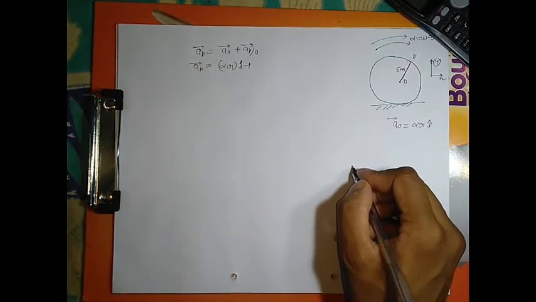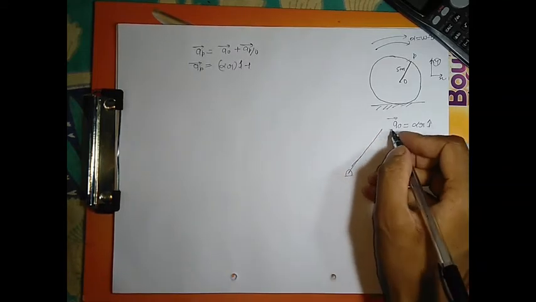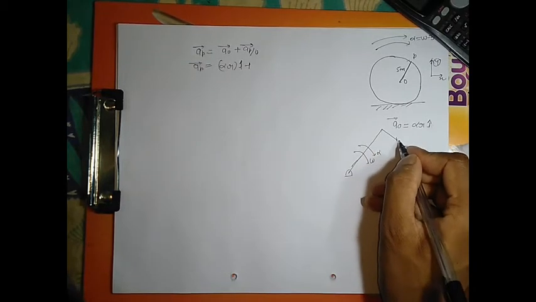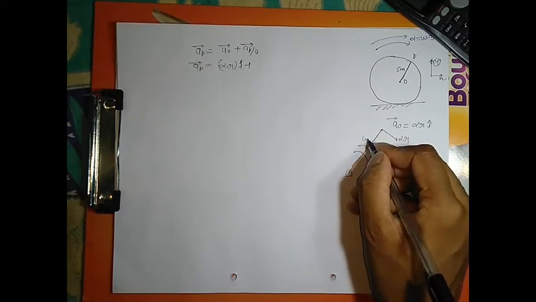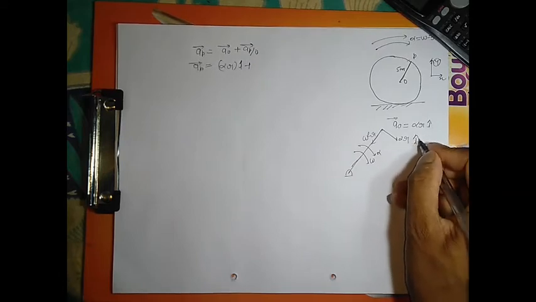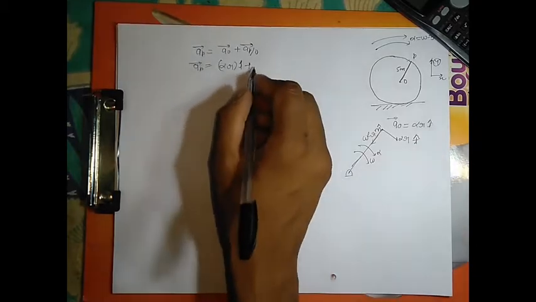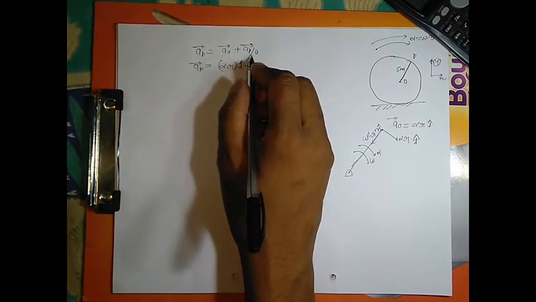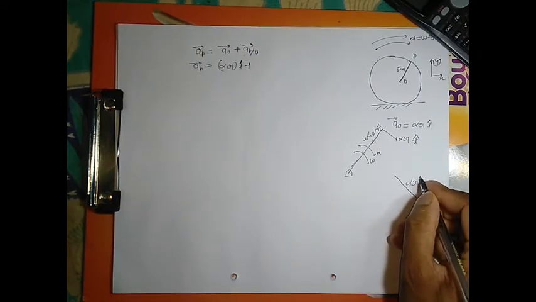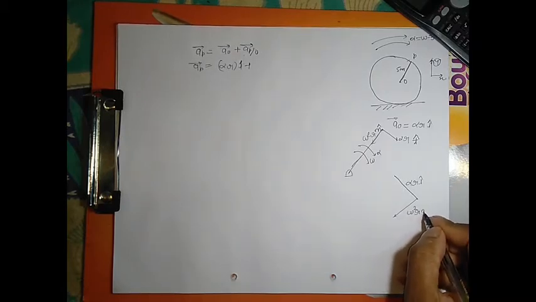That means you have to fix the point O and locate the point P. This is the omega, or this is the alpha. This is the alpha r, or this is the omega square r. Suppose the alpha r direction is t cap and the omega square r direction is n cap. So you can write here acceleration of point P with respect to O: this is alpha r t cap, and this is omega square r n cap.